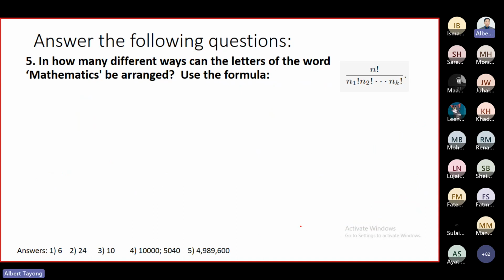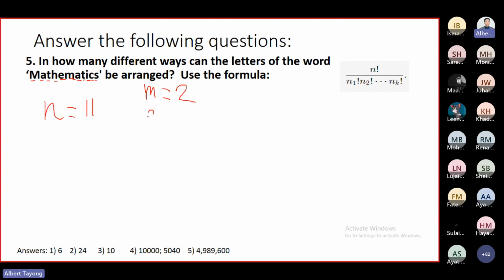In how many different ways can the letters of the word mathematics be arranged using this formula? Okay, first we're going to count. We have 1, 2, 3, 4, 5, 6, 7, 8, 9, 10, 11. So our n is equal to 11. And we're going to see if we have duplicates. Yes, we have m is equal to 2.